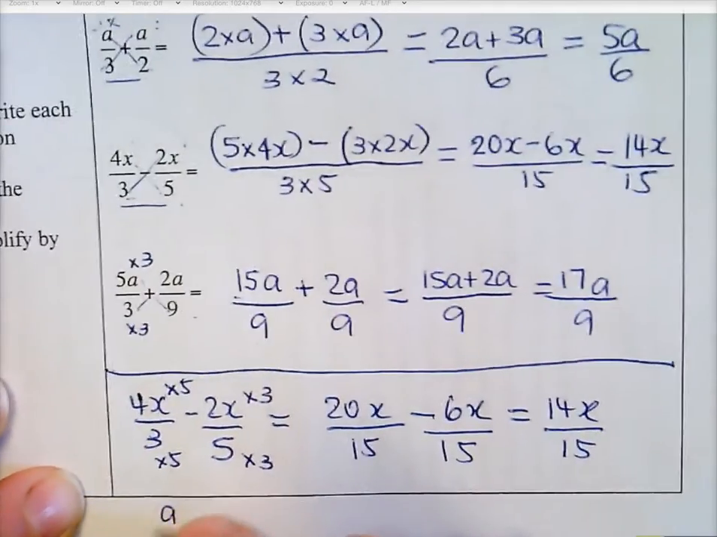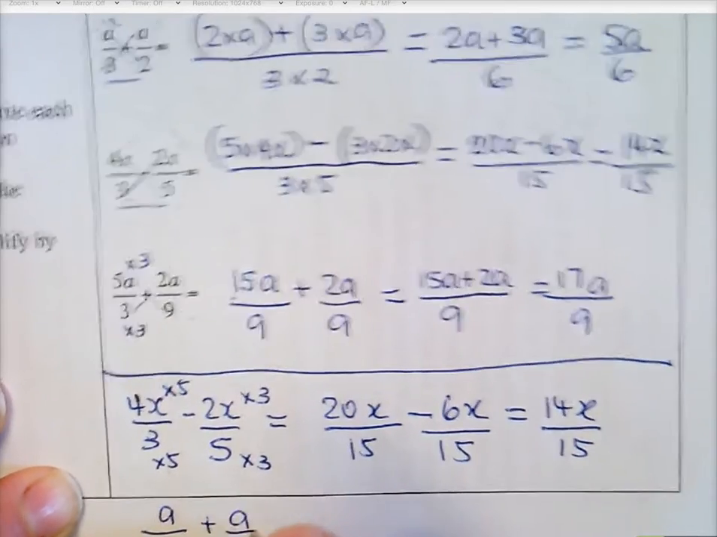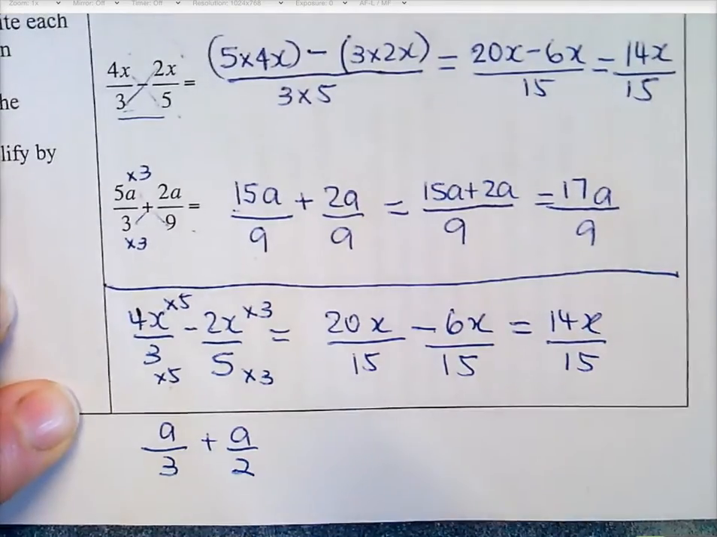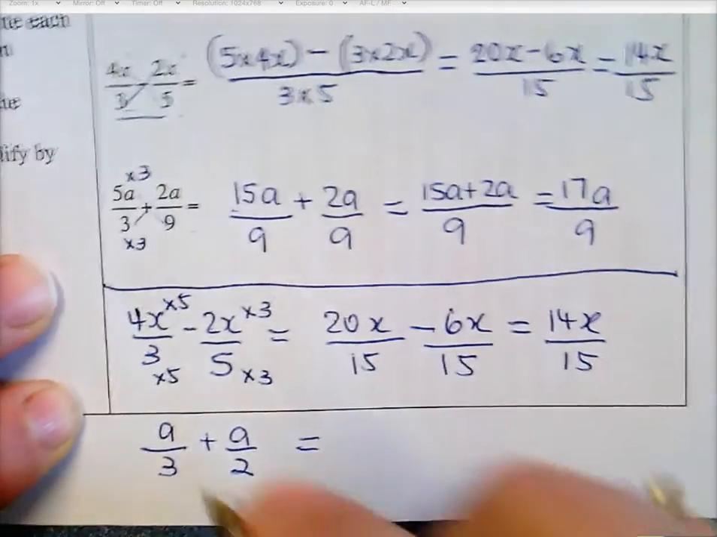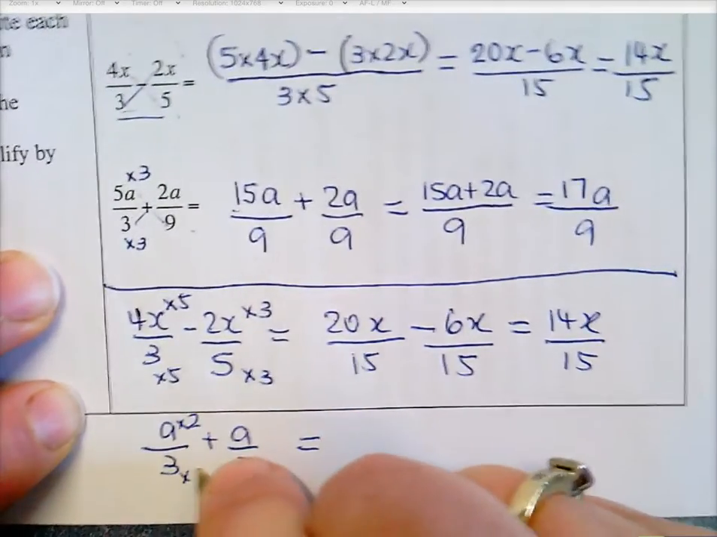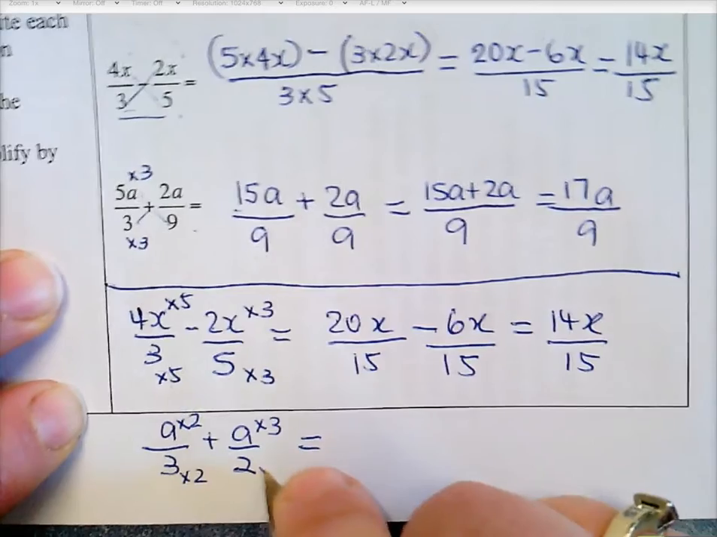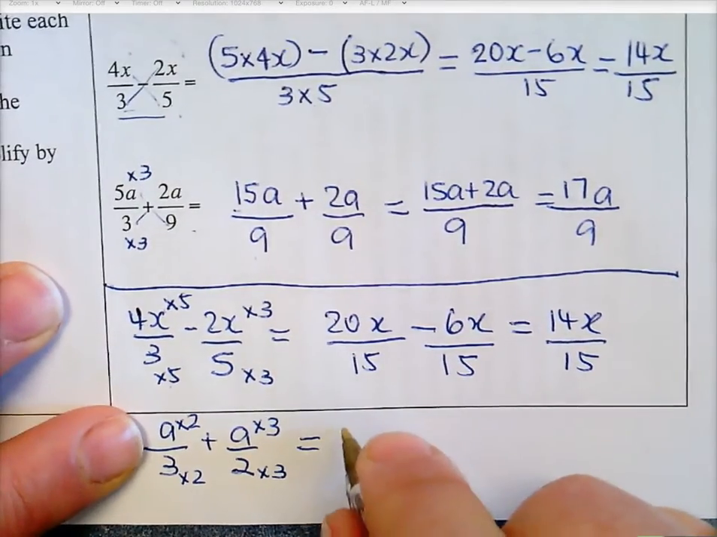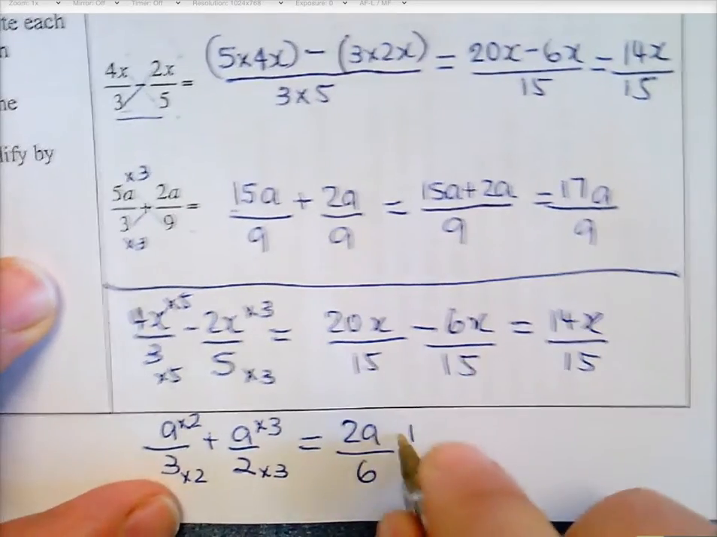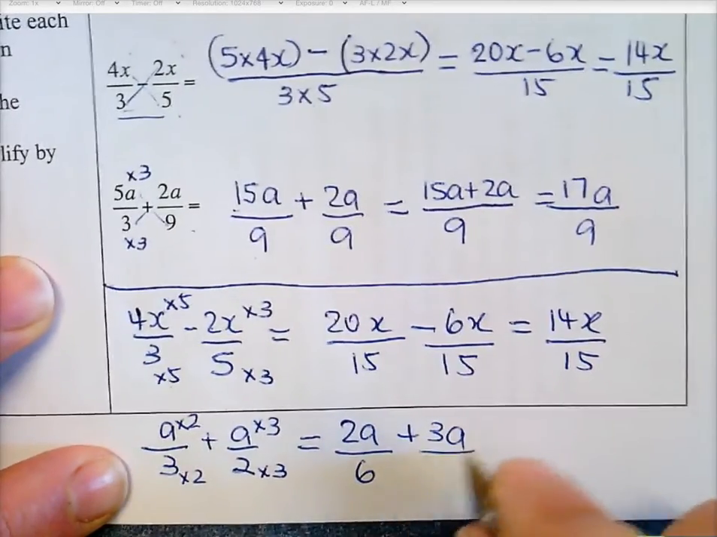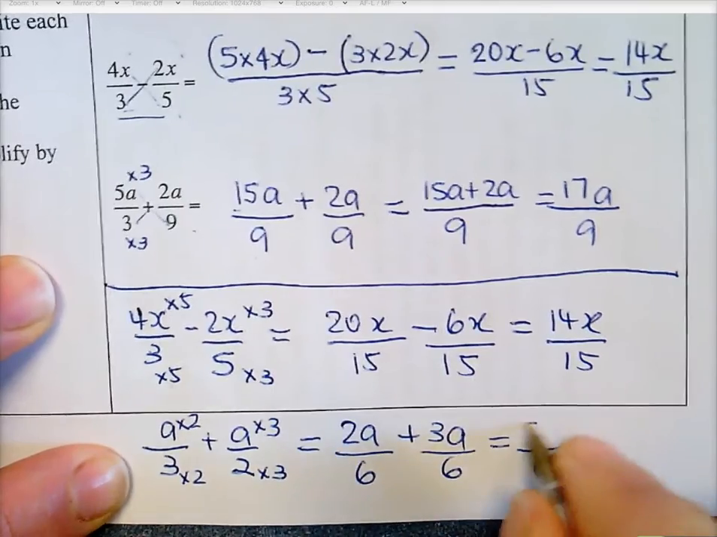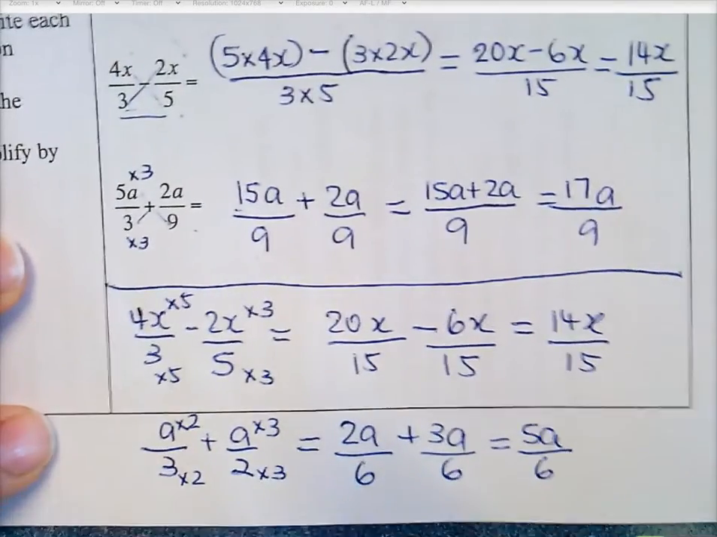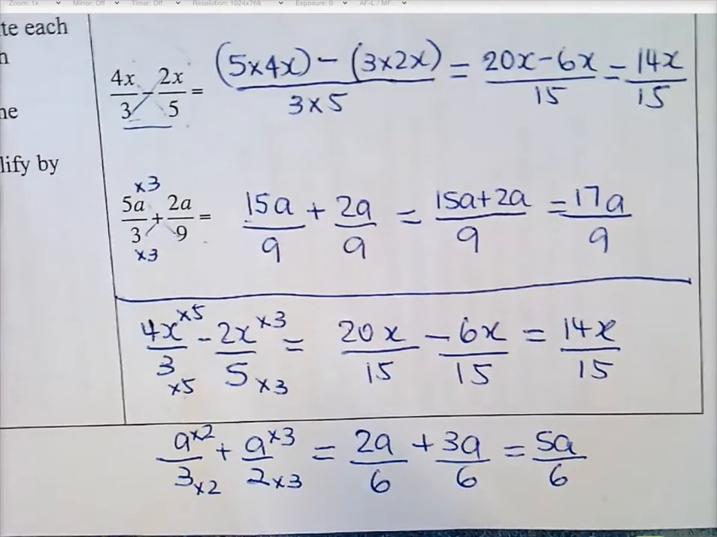Okay? Same with this other one, a over 3 plus a over 2. You'll decide that the denominator is going to be 6. So the first fraction gets times by 2, and the second fraction gets multiplied by 3 over 3. A times 2 is 2a over 6 plus 3a over 6. Denominators are the same, 5a over 6. If you prefer it like that, that's fine.